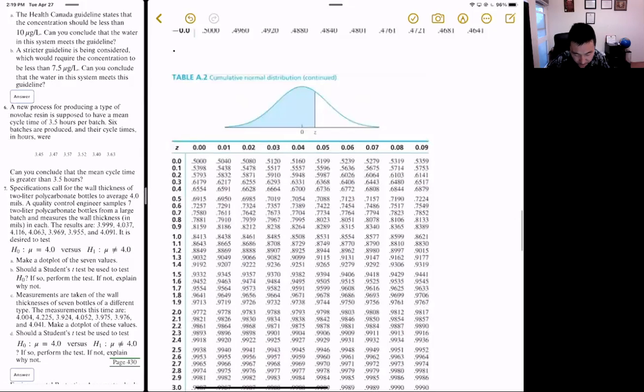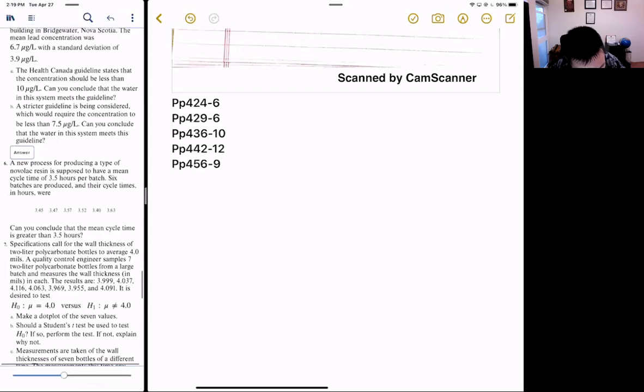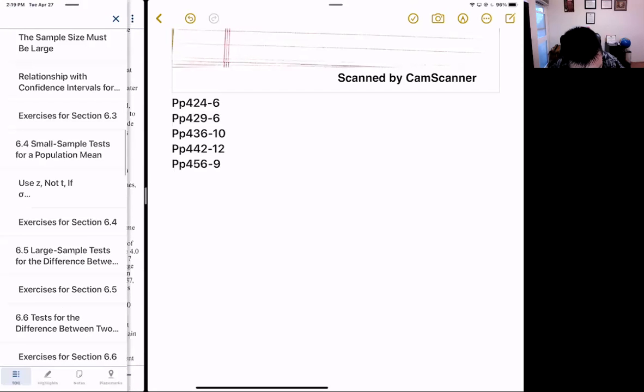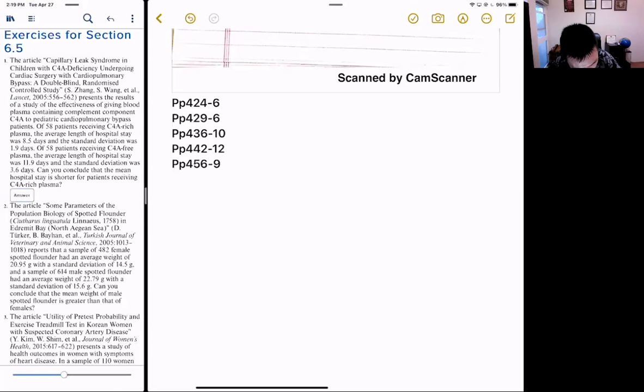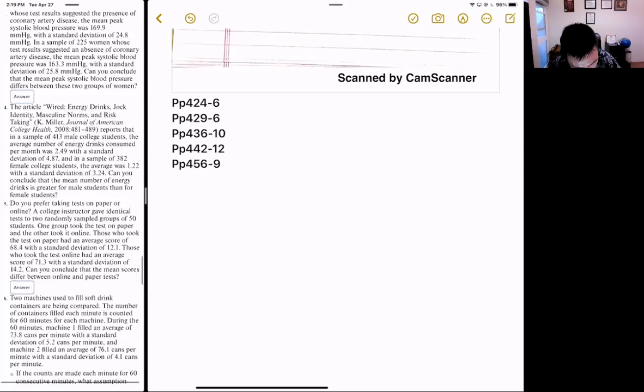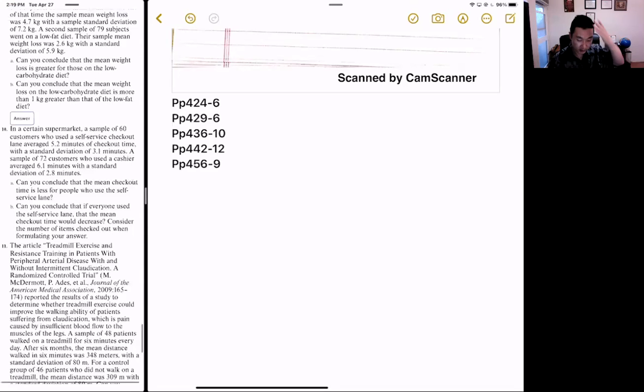Then question number 3, page 436. Question number 10. Okay, question number 10 is here.